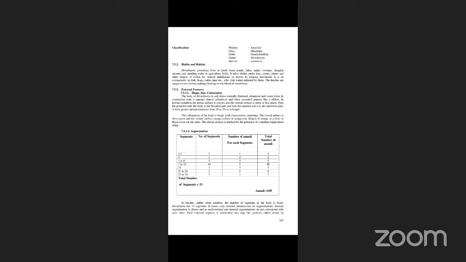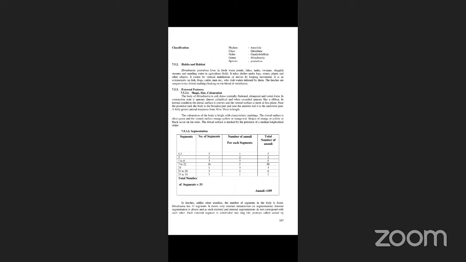There are a total of 33 segments. Unlike other annelids, here the number of segments is fixed. Hirudinaria shows only external metamerism or segmentation. Internal segmentation is absent. Therefore there is no correspondence between the external segmentation and internal segmentation.